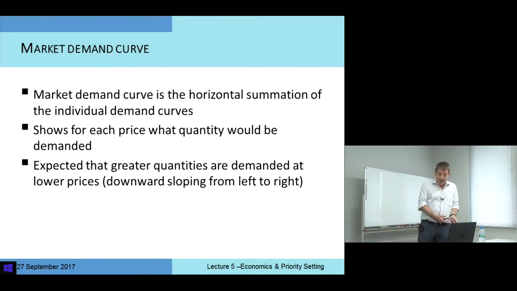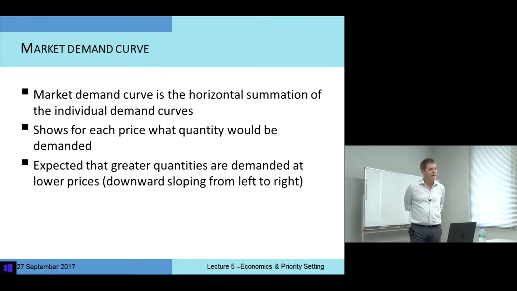Market demand curve is simply the summation of all the individual demands. So if we're thinking of the market for anything, the size of that market can be captured by the demand curve. It shows a relationship between price and the quantity that people want to purchase. And the market demand curve is just the sum of all the individual demands that different households or individuals have. And so the market demand curve shows at each price what quantity will be demanded.